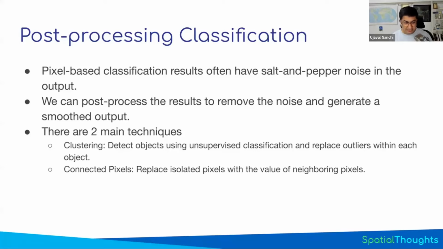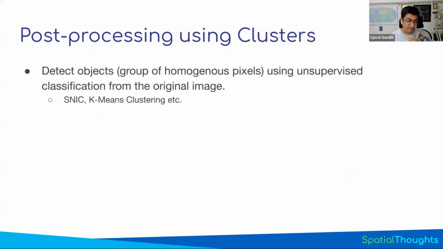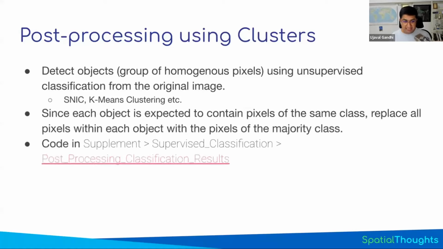Another technique is connected pixels, where you find the number of pixels which are connected to each pixel. So this pixel has 10 other pixels connected to it, or this pixel has no other pixels connected to it. You find the number, and you remove the pixels which are not connected to other pixels. So I have a water pixel which is isolated. I have a whole forest, and there's one bare pixel in between. It's not connected to other bare pixels, and I'll remove those. For clustering, we can detect objects using any of the clustering techniques, and then replace the values with the majority value. So whatever are the non-majority pixels, you replace with the value of the majority pixels.